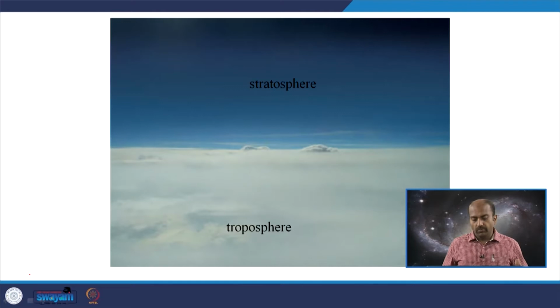Okay, so this picture just represents the troposphere and stratosphere. From this picture you can see that all the weather phenomena generally take place in the troposphere, and only at times there may be some weather activity in the stratosphere.